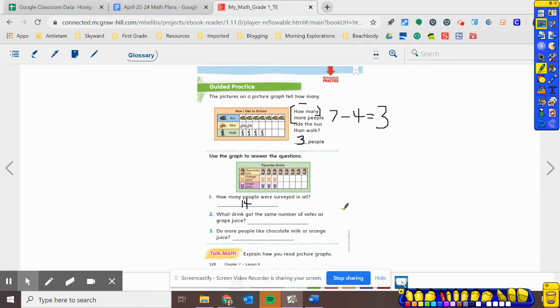All right. Now here's the next question. Number 2 says, what drink got the same number of votes as grape juice? So I want you to look up the chart. Here's grape juice. You can see how many votes it got. Which drink got the same number of votes as grape juice? Well, if I look at this grape juice, I can see right above it, orange juice had the exact same number. So orange juice is our answer. So go ahead and write orange juice on your line.